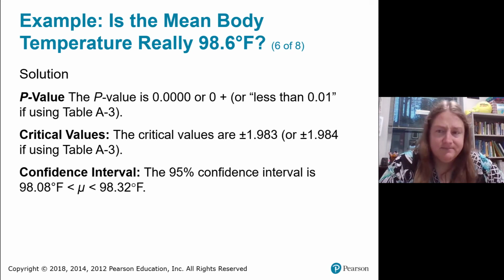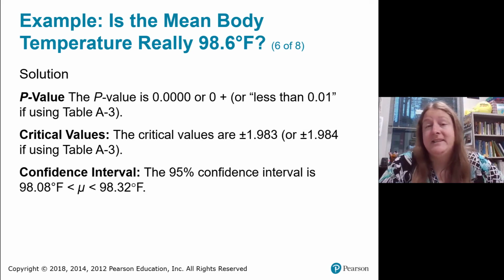And if we use a confidence interval, this time we're doing a two-tailed test, and we want 5% in the two tails combined, so we are looking at a 95% confidence interval. If we calculate that, we get 98.08 degrees up to 98.32 degrees.